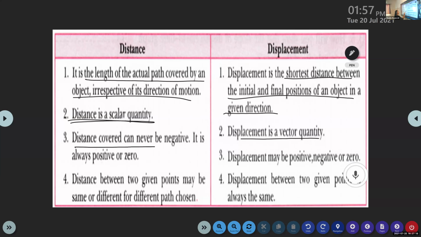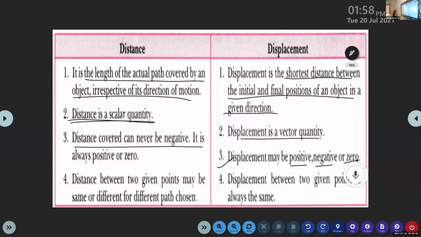And the distance covered can never be negative. It is always positive or zero. The distance covered by the object is never negative, so it can accommodate only two values, either positive or zero. But in the case of displacement, it can be positive, negative, or zero. We can discuss the negative, positive, and zero values of displacement in our next class.